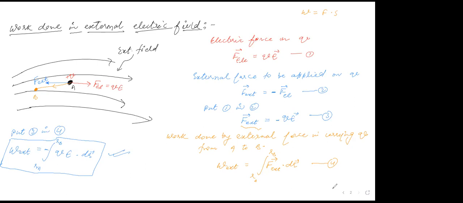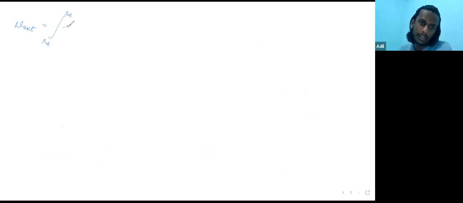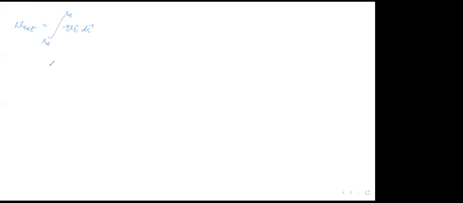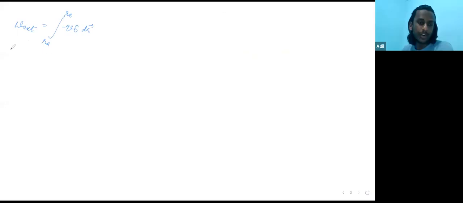W external, right? I'm going to write here again. Your W external is equal to the integration from RA to RB of minus QE dr. This is your equation for the non-uniform electric field.